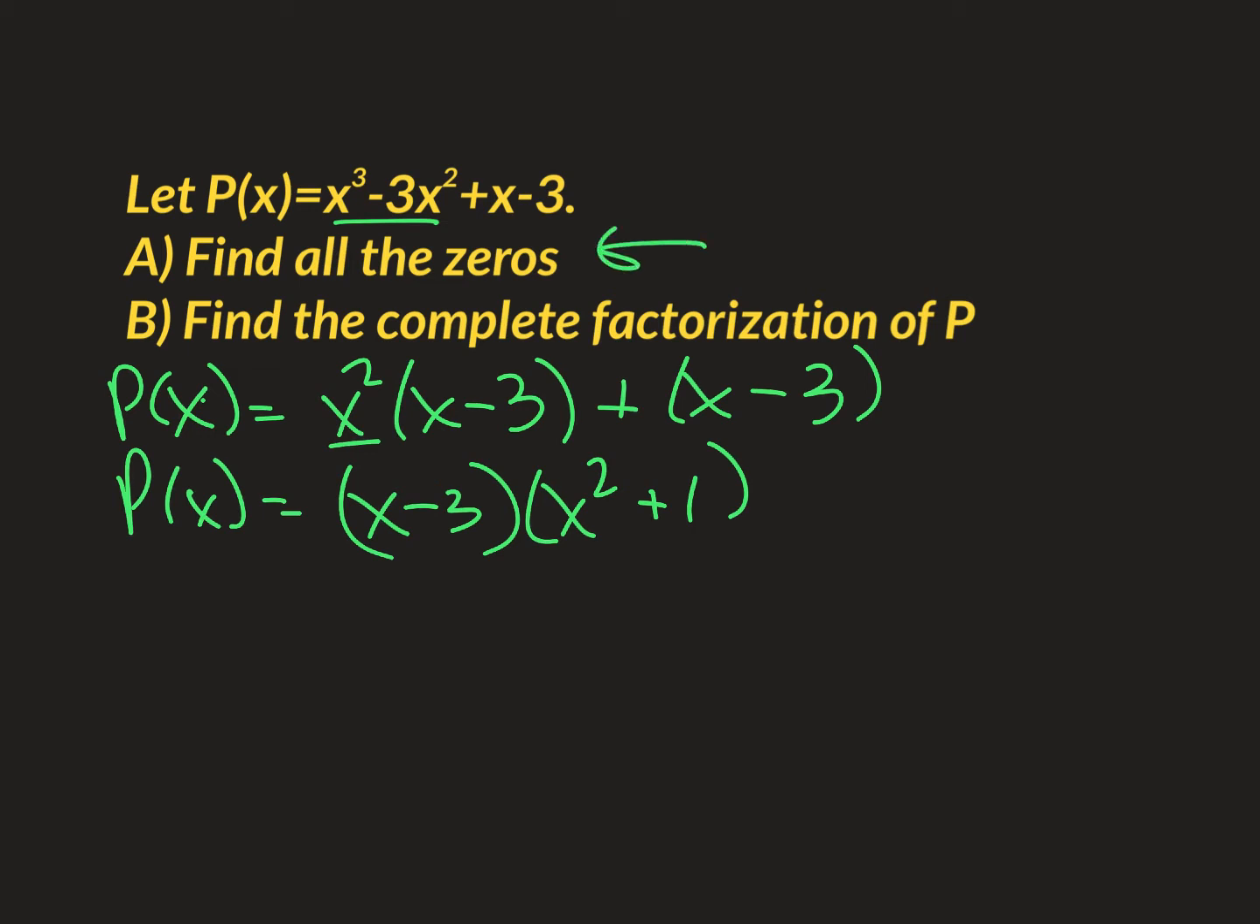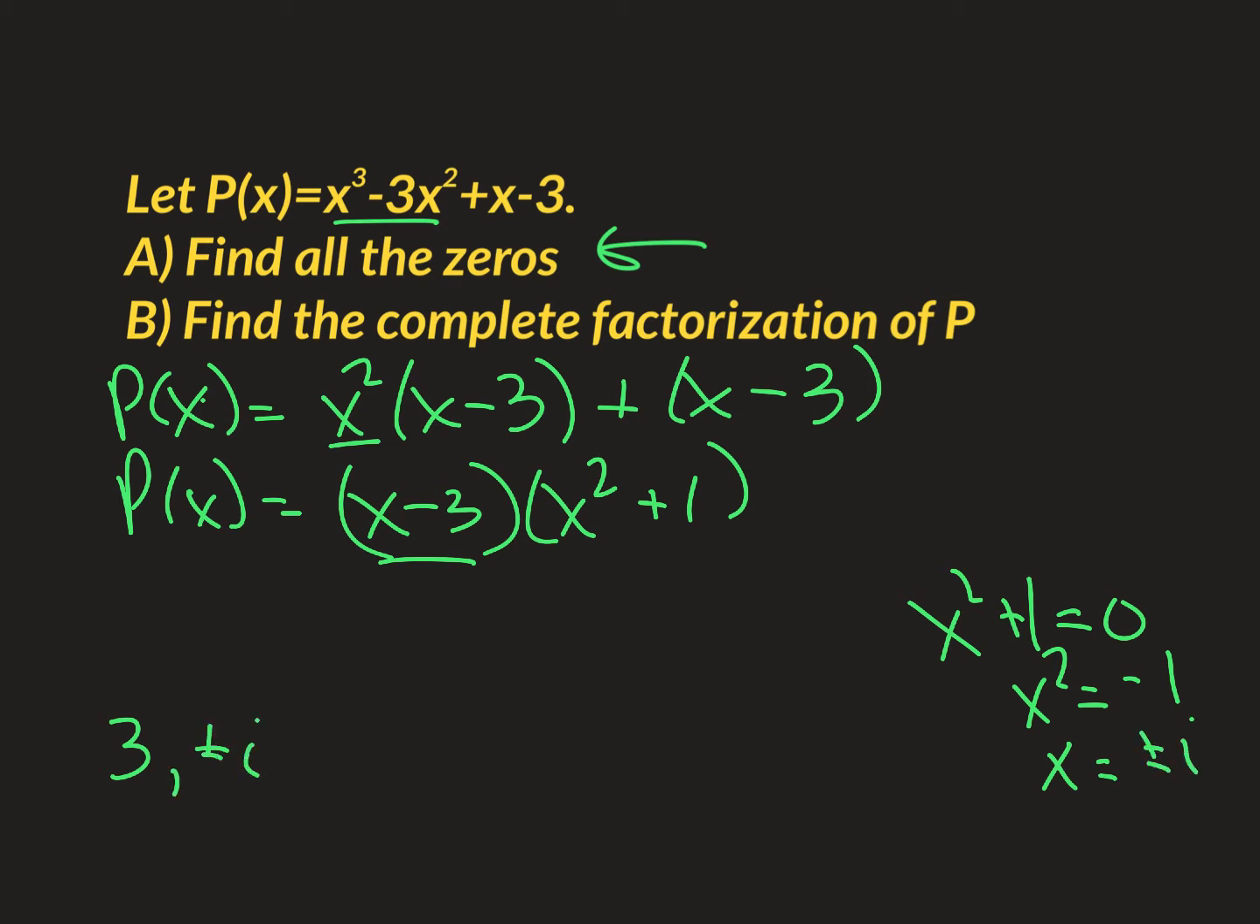So let's do this. First part says find all the zeros. One of my zeros is 3. That comes from that parentheses right there. To find the other two, I'm going to take that x squared plus 1, bring it over here to the side, solve it, move the 1 over, take the square root. Remember, the square root of negative 1 is plus or minus i. So there are my zeros: 3 and plus or minus i.